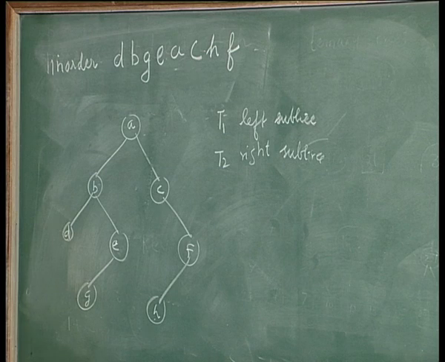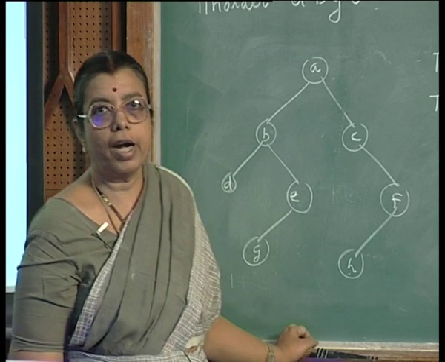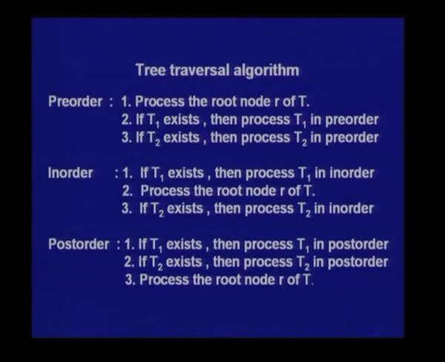There is one more method called the post-order method. In the post-order method, the left subtree will be visited first, then the right subtree, then the root. So, in the post-order method, if T1 exists, then process T1 in post-order, then if T2 exists, then process T2 in post-order, third process the root node R of the T.